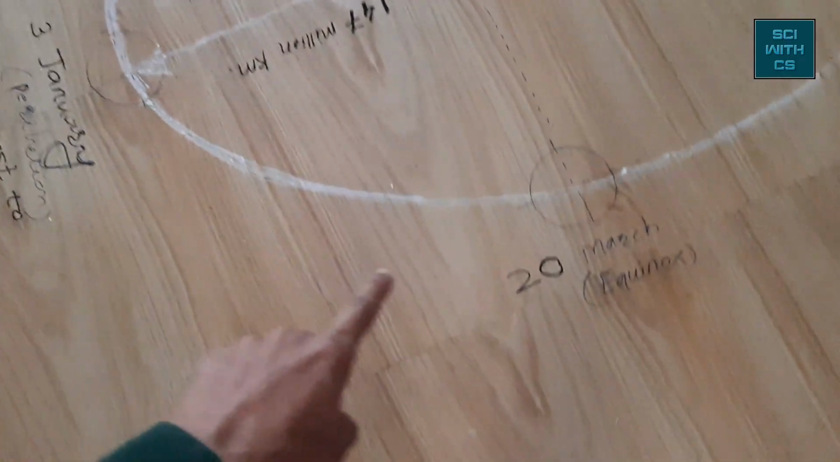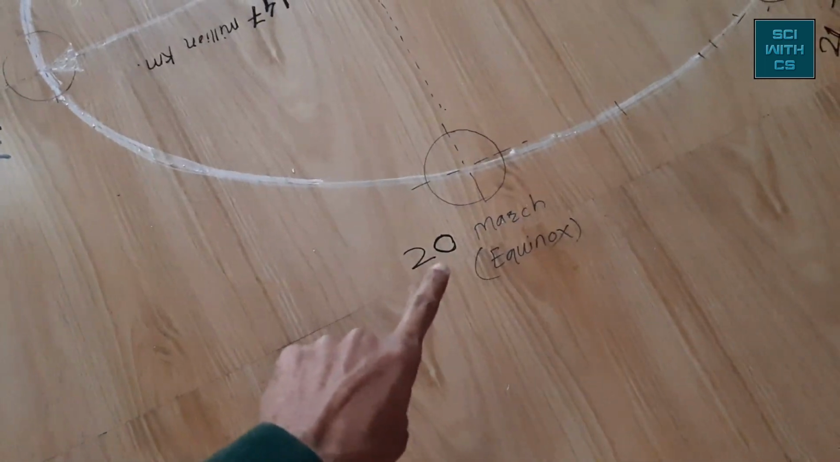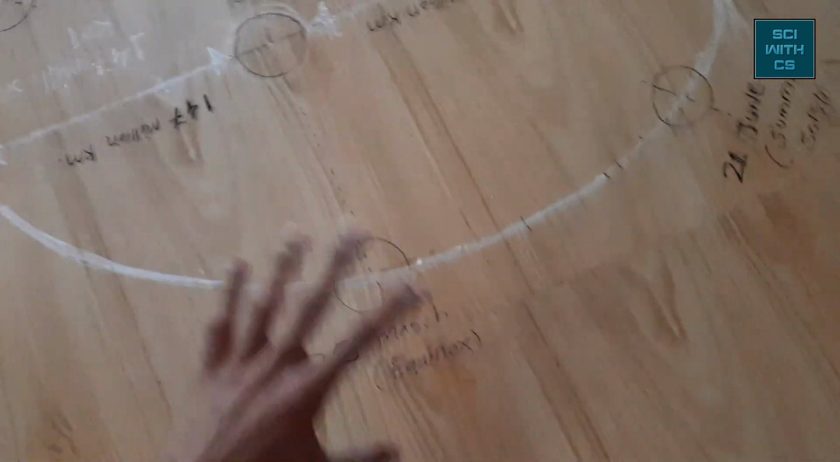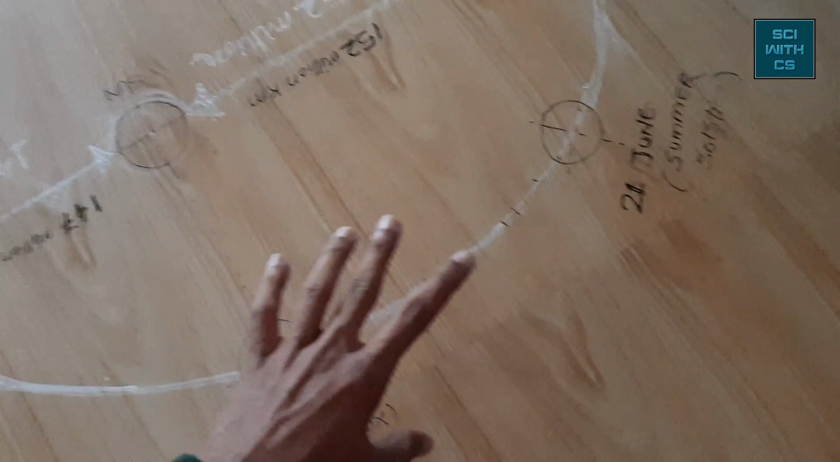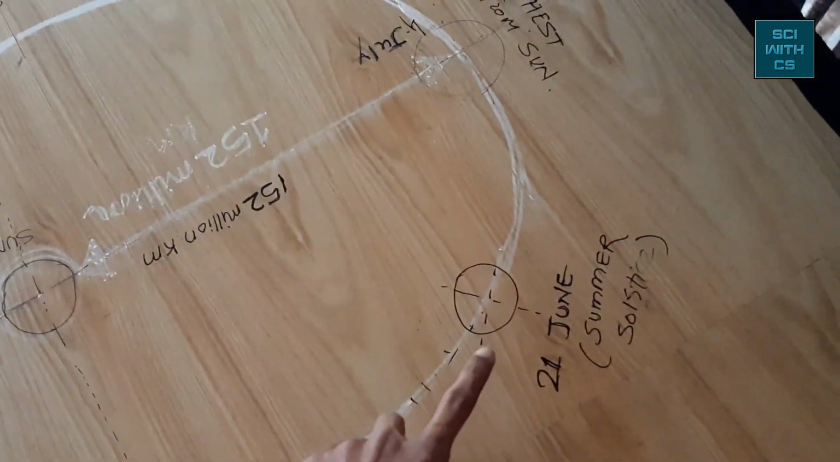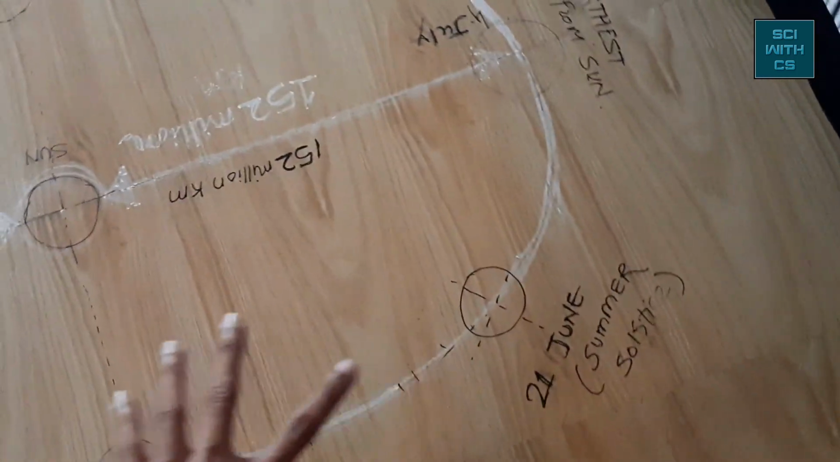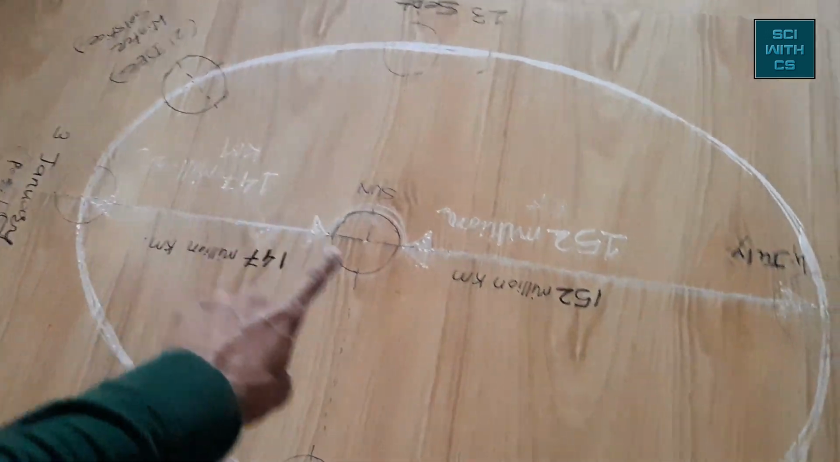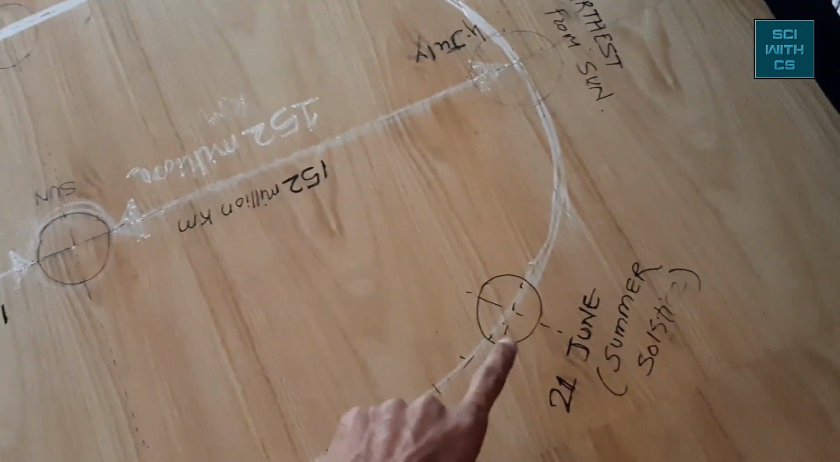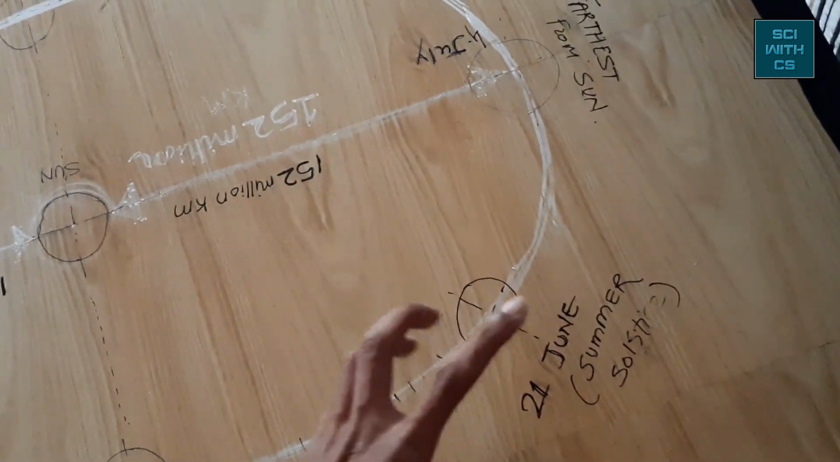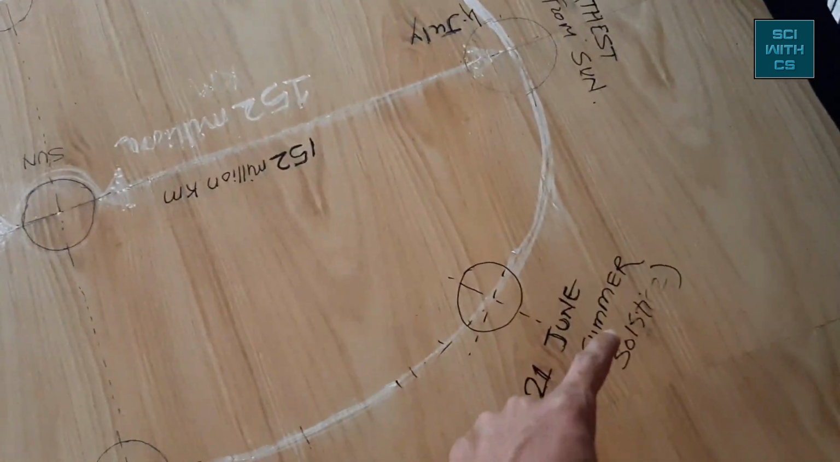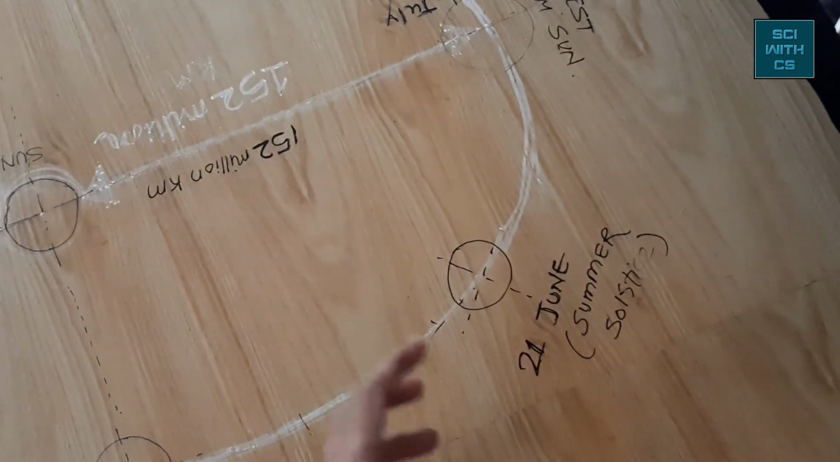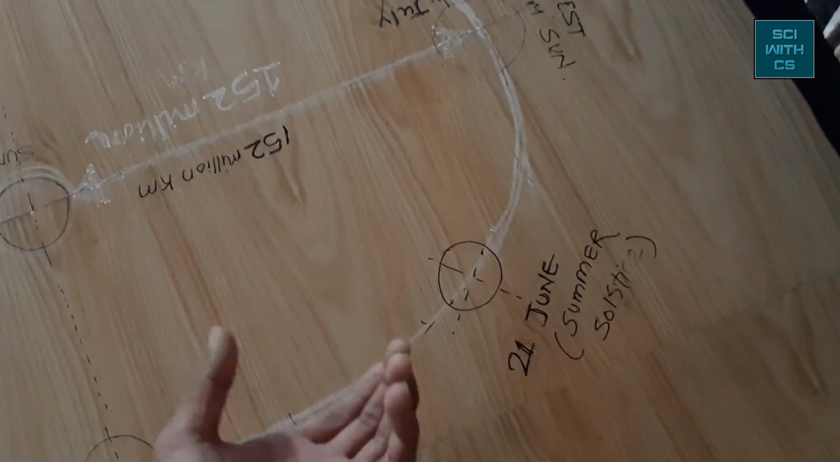Then we achieve the March equinox. The March equinox repeats the same concept, and then we achieve June 21st, which is the summer solstice, exactly opposite to the December winter solstice. Now here the northern hemisphere is closer to the sun, so we achieve summer here due to the closer approach to the sun.